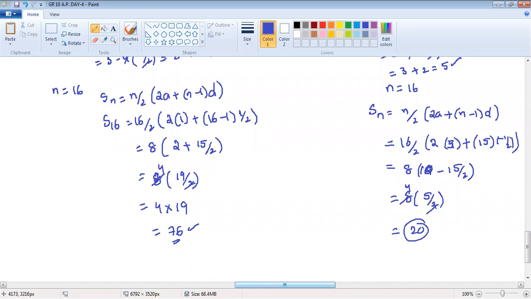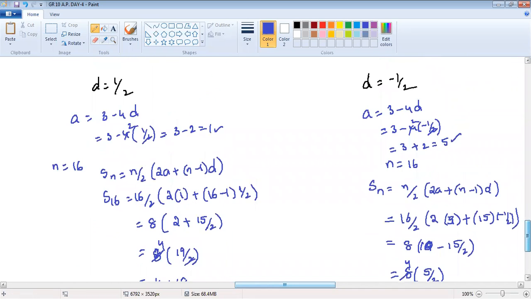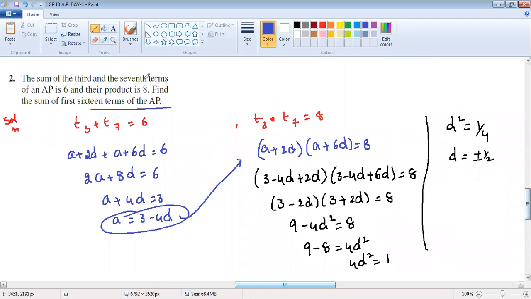So from these calculations, what you see here: in the given sequence, T3 plus T7 is given. T3 is a plus 2d, T7 is a plus 6d. From that simplification, I got the a value, which is 3 minus 4d. Then I substituted this into the further equation and got d value as plus or minus 1 by 2. People will take only plus 1 by 2 instead of plus or minus 1 by 2, so there they will make the mistake.